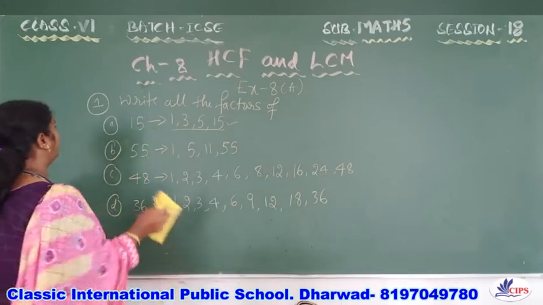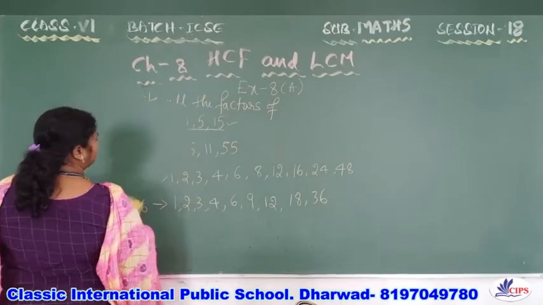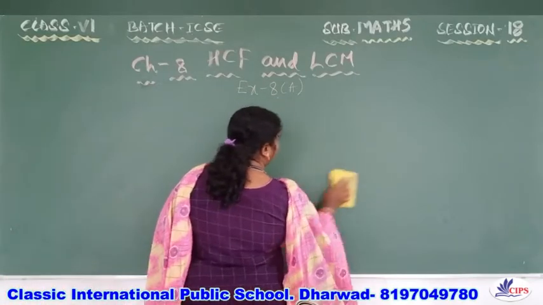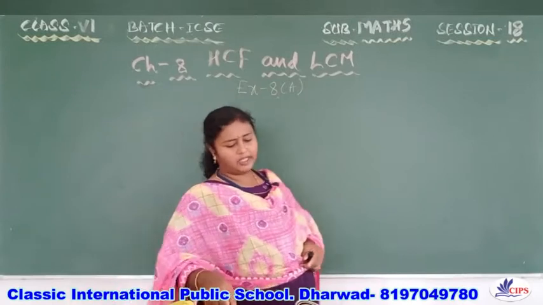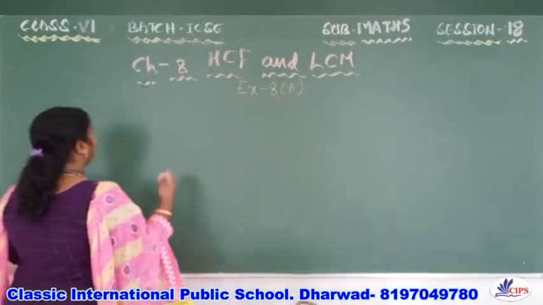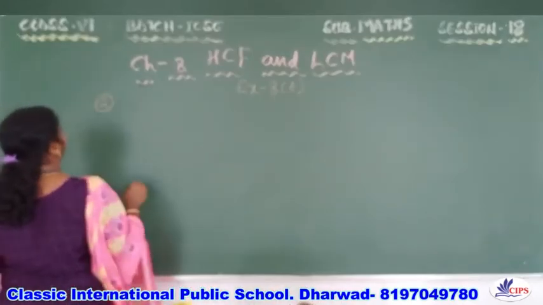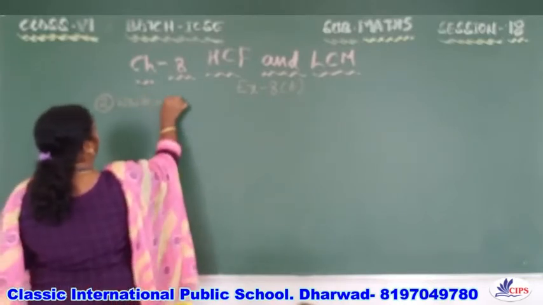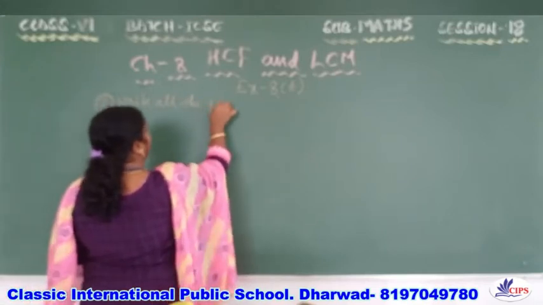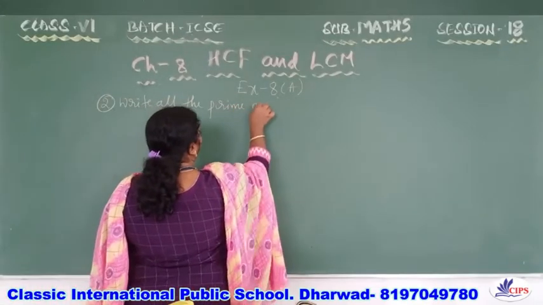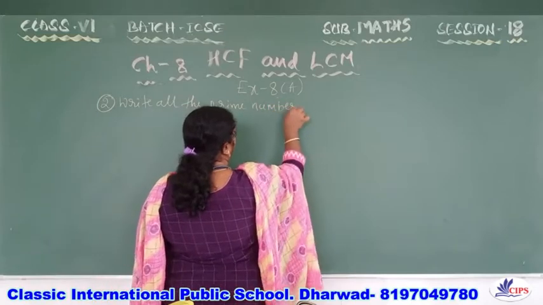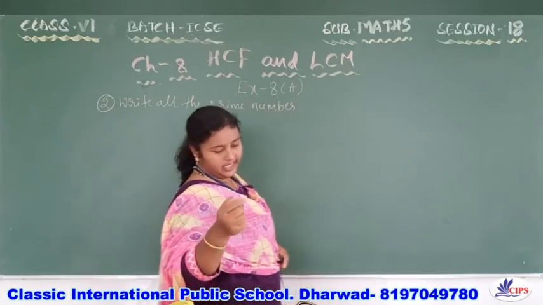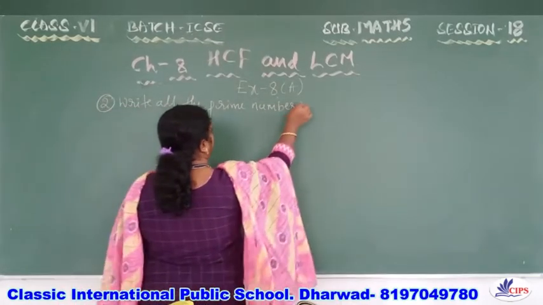Let me go to the second main question. What is that? Write all the prime numbers between or less than a given number. We have to do it the way they have asked. Just now I have told you, prime numbers are the numbers which can be divided by 1 and that number itself. Write all the prime numbers.